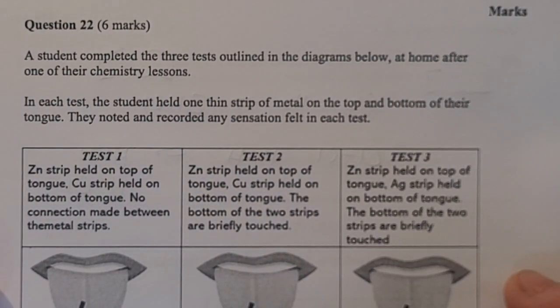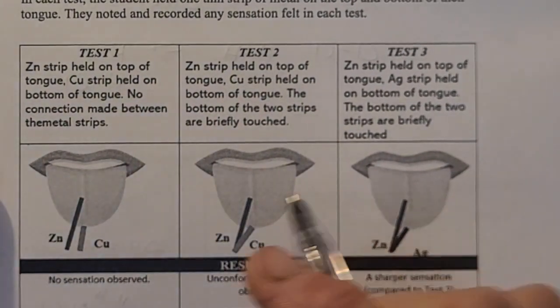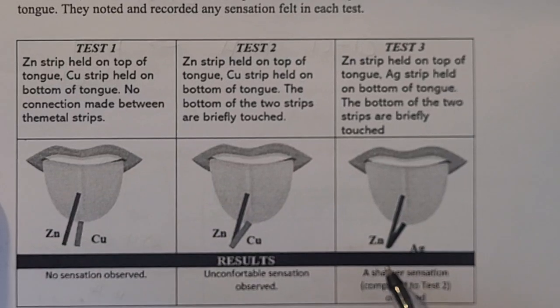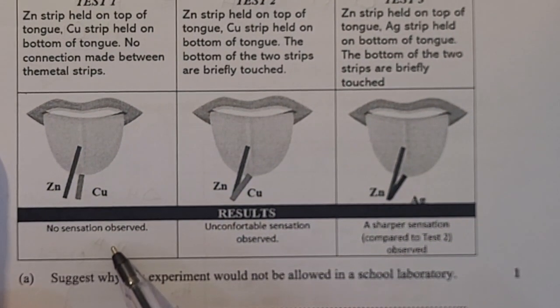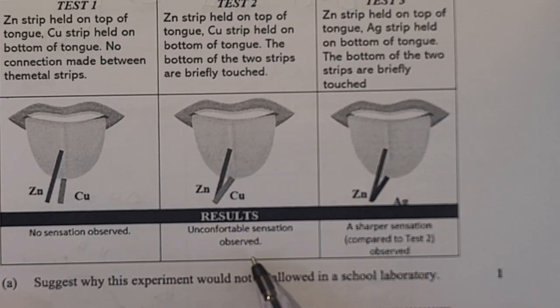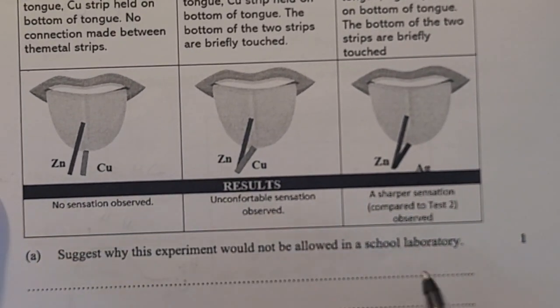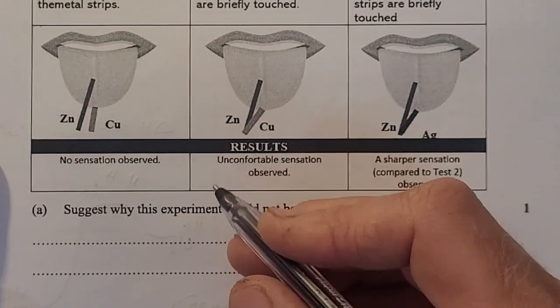Okay, 22. So we've got some metal tests. Test 1, we put the metal on your tongue, copper and zinc. Test 2, this time the metal's touching. And then test 3, you've got silver and zinc. The first one, there's no sensation. Second one, there's a zappy, uncomfortable tingling. And then the last one, there's a sharper sensation. Firstly, why is this not allowed at school? Just any safety thing.